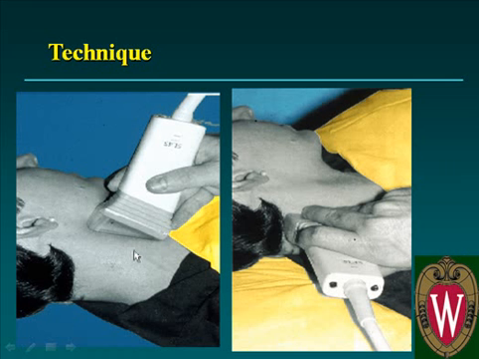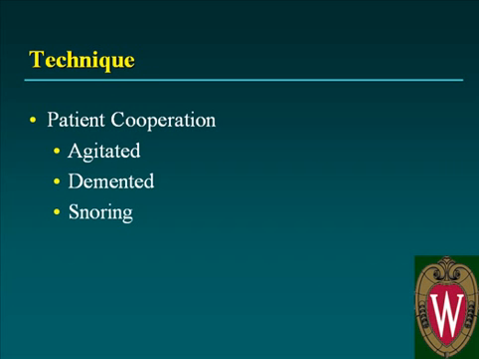The transducer is placed on the neck with the examiner sitting at the side of the patient. The success of the technique depends on several factors, but it is most important that the patient can cooperate in some way. If a patient has had perhaps an acute brain injury, they may become agitated or demented and be unable to cooperate. Further, if they were to fall asleep and to snore, then useful information is difficult to obtain.